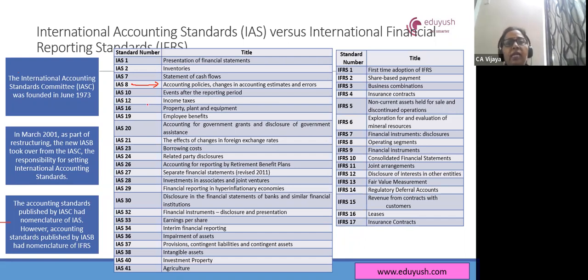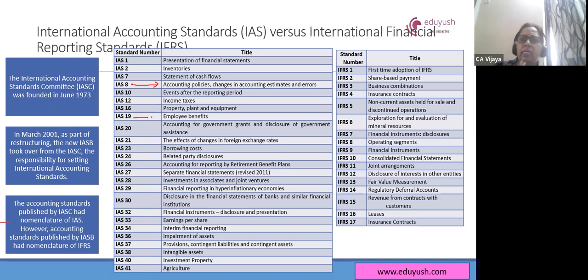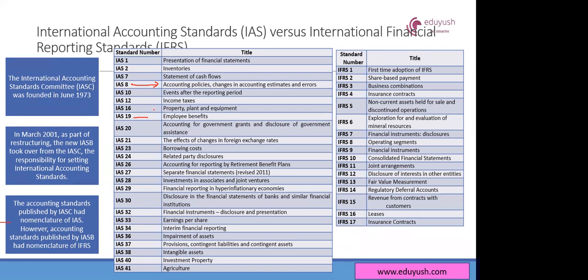So in IFRS, I don't have change in accounting policies, prior period errors. Guidance is today there in IAS 8. So I follow IAS 8. Okay. So same way, employee benefits. Only IAS 19 is there. It is not under IFRS. So at one point of time, on one topic, you will have one standard which can have a nomenclature of either IAS or IFRS. That is what it is.